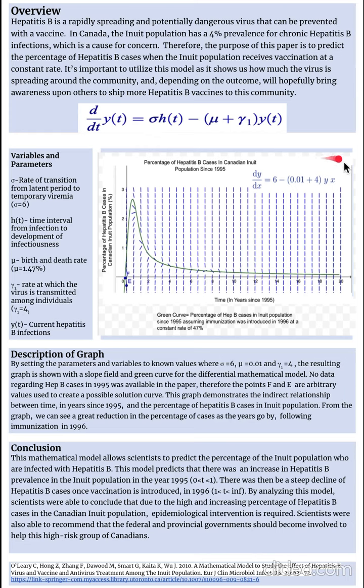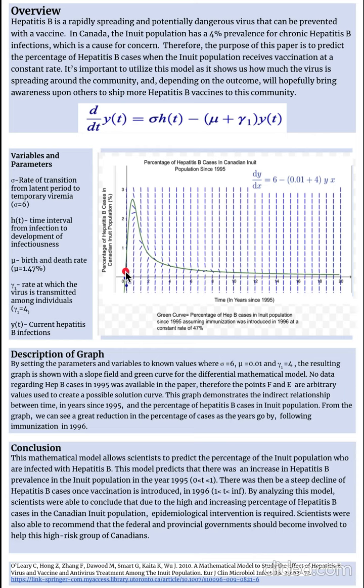So to create our model, which we have here, we used a slope field generator. So we can see on our x-axis we have time in years since 1995, and on our y-axis we have the percentage of Hep B cases. So this blue is the slope field, and this green curve is a possible solution curve. So E and F are just arbitrary values since no data was given for the year 1995.